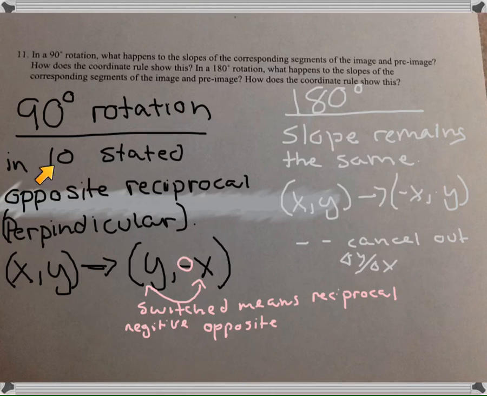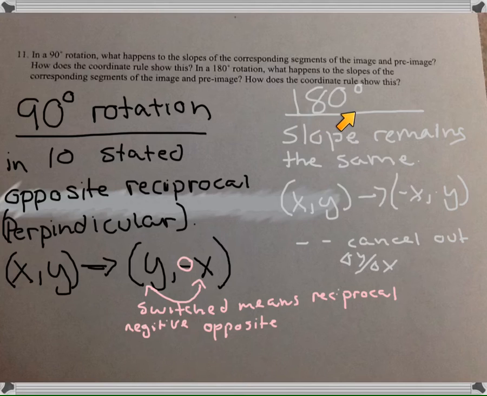In the previous problem, which was 10, we stated that the 2 segments are opposite reciprocals of each other, which means they're perpendicular. The coordinate rule shows these things by the coordinate rule for a 90-degree rotation is x, y rotates to y equals negative x. Since the y and the x are switched, that means that they are reciprocals of the previous. And since the x is negative, that means that it is negative or opposite, which means it's an opposite reciprocal.